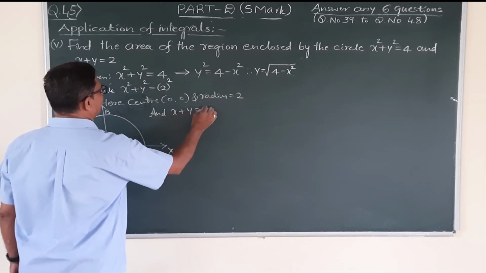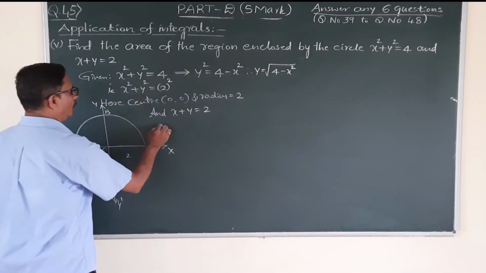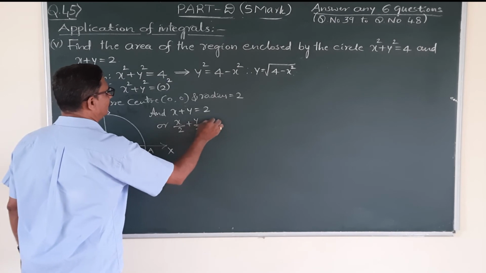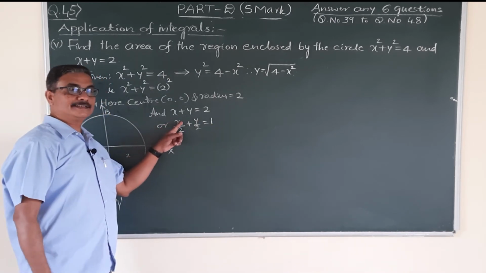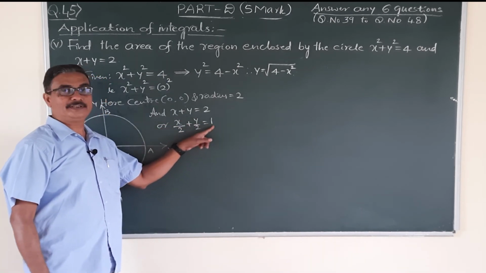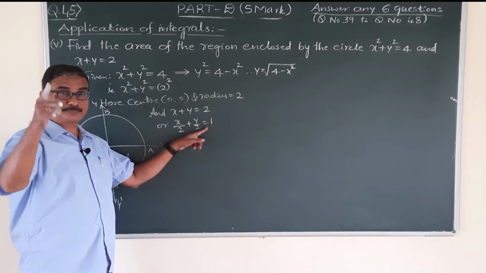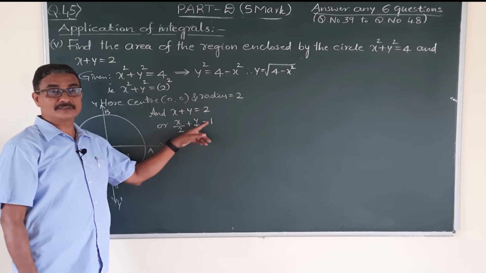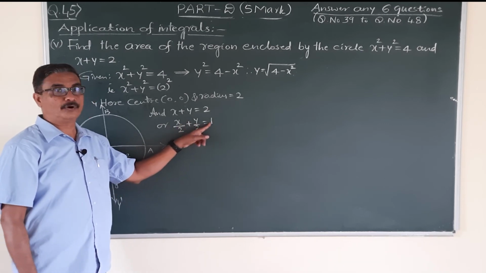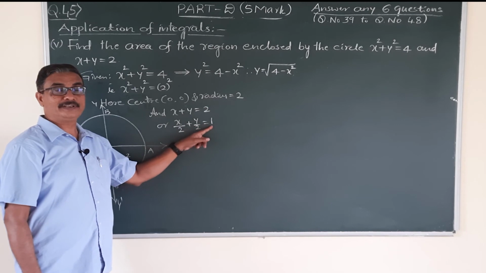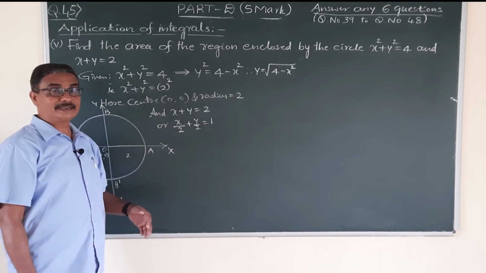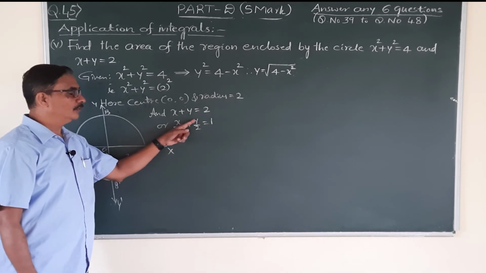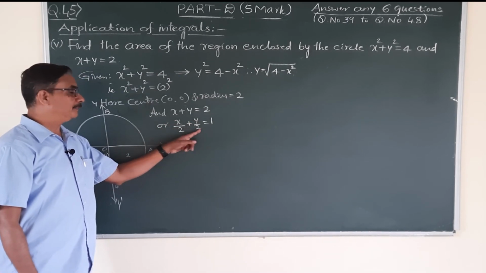x plus y is equal to 2. Divide by 2. Dividing by 2, what do we get? x by 2 plus y by 2 is equal to 1. Clearly it is in the form x by a plus y upon b is equal to 1. You already learned this in first PU, in analytical geometry. That is a different form of equation of a straight line, the intercept form. x by a plus y upon b is equal to 1 represents a straight line. That equation is known as the intercept form. x intercept is 2, y intercept is also 2, a and b values are the same.